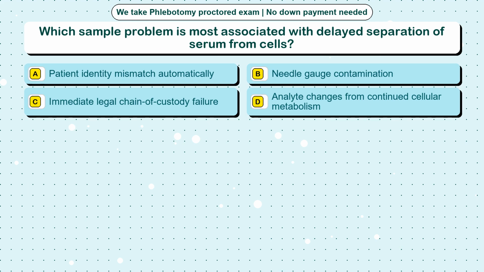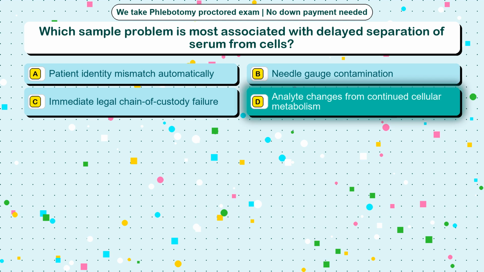Question 37. Which sample problem is most associated with delayed separation of serum from cells? Option A, patient identity mismatch automatically. Option B, needle gauge contamination. Option C, immediate legal chain of custody failure. Option D, analyte changes from continued cellular metabolism.